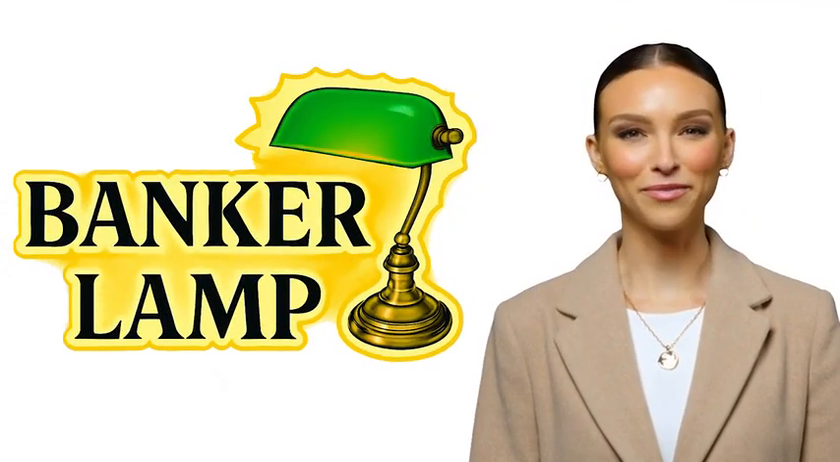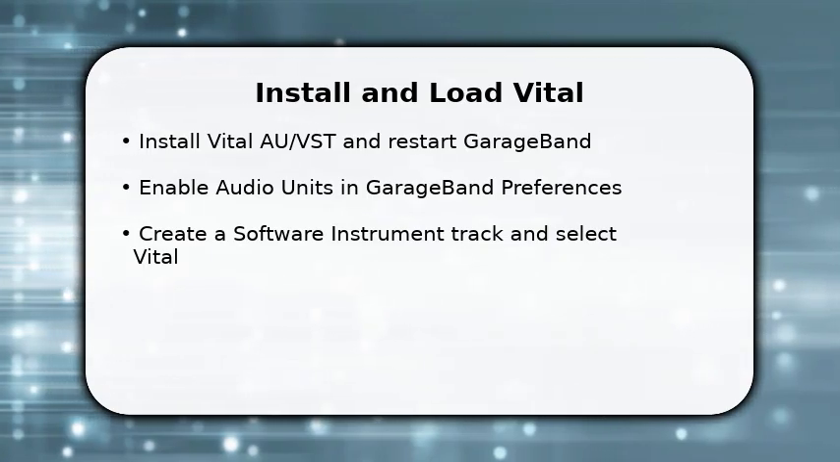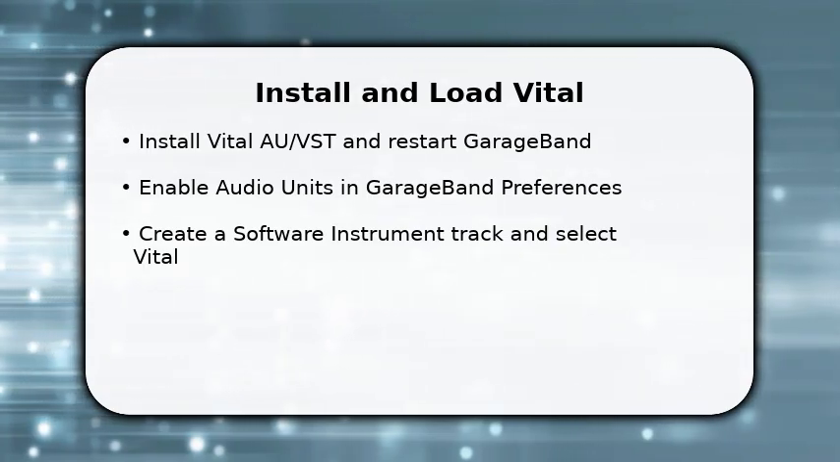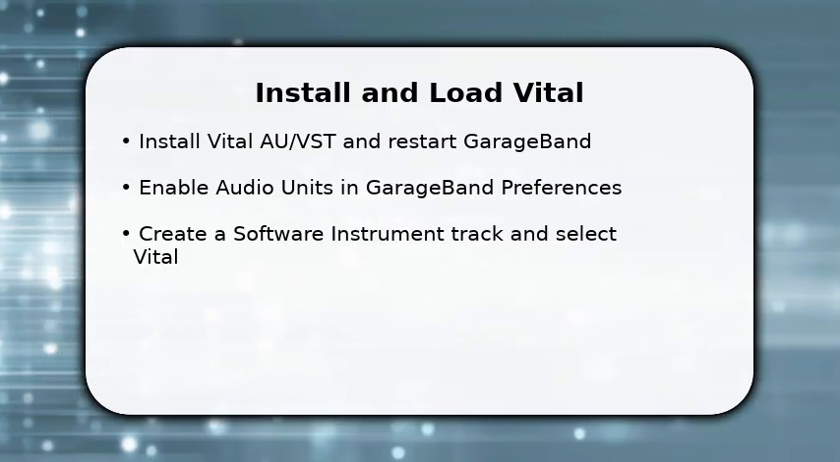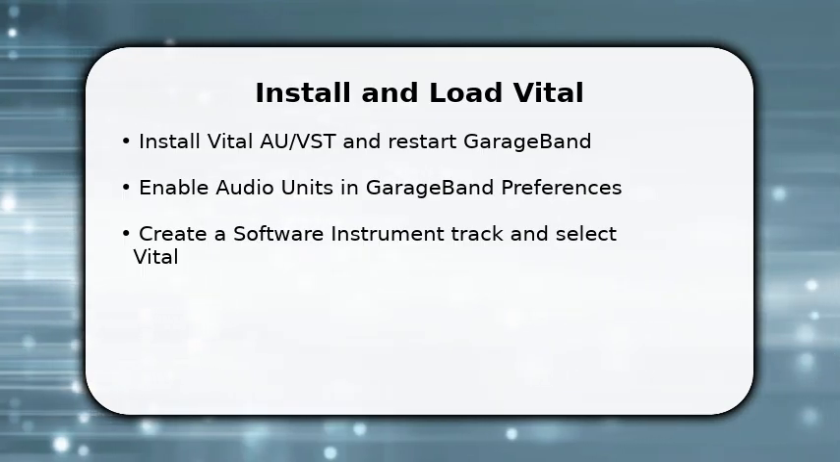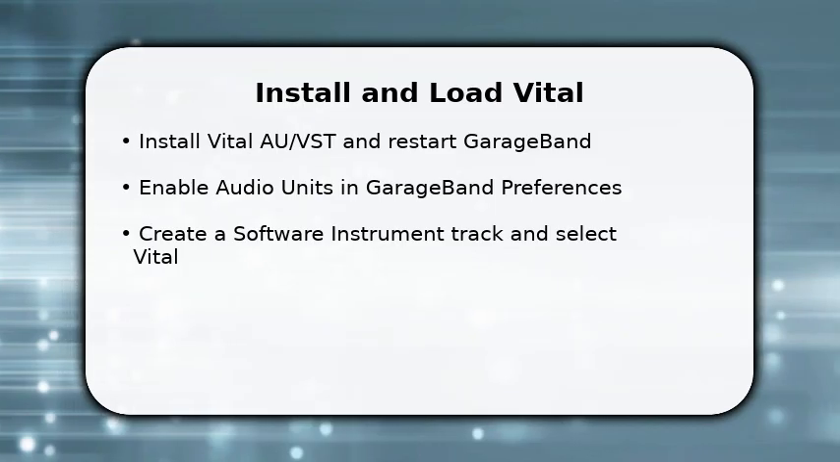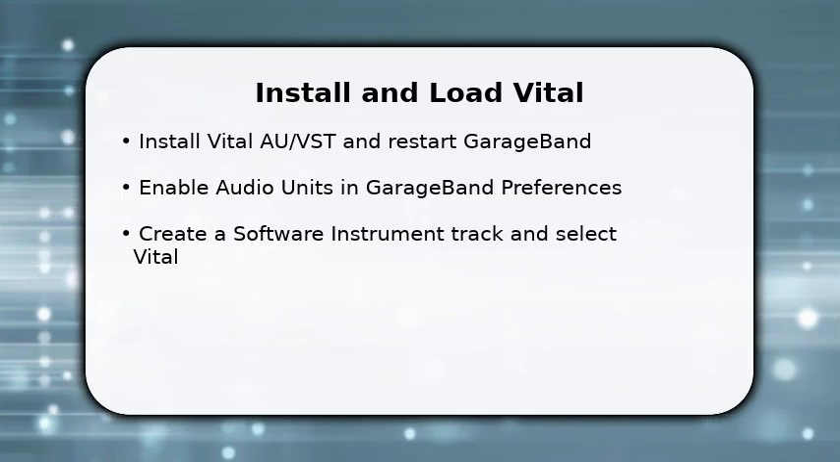Please enjoy the video. You'll start by installing Vital and making sure Garageband recognizes audio units. This avoids later loading errors. Once done, restart Garageband and enable audio units in Preferences. Create a new software instrument track, then click the instrument slot and choose Vital from the audio units list. You're now ready to hear MIDI triggering Vital.